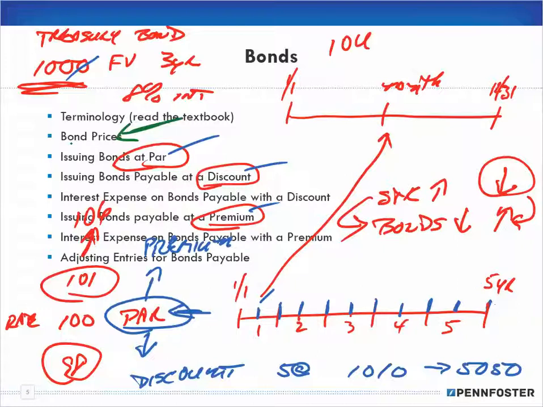So in the next video we're going to start getting a little bit more in depth as far as discounts are concerned. But first I'm going to discuss making the journal entries for issuing bonds at par, because that's relatively easy. And really, I don't need to explain too much more than what you read in the textbook. But then we'll start getting into what you do when a bond is at a discount.